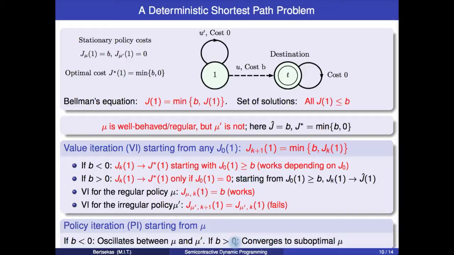If B is strictly positive, on the other hand, in which case the spinning around on the self-cycle is optimal, then policy iteration converges to the suboptimal policy. It does not find the optimal policy, finds something that's strictly suboptimal, but it is optimal within the class of well-behaved or regular policies.